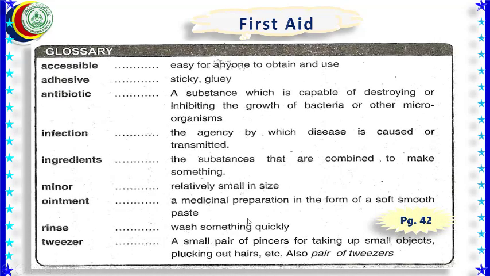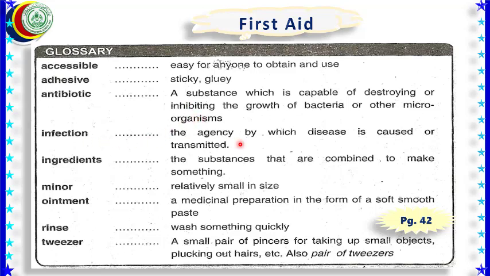Dear students, this is the glossary given in your book. Very simple it is. You should read it and memorize it. Accessible means reachable, in range. Adhesive means sticky. Antibiotic is a substance which is capable of destroying or inhibiting the growth of bacteria.